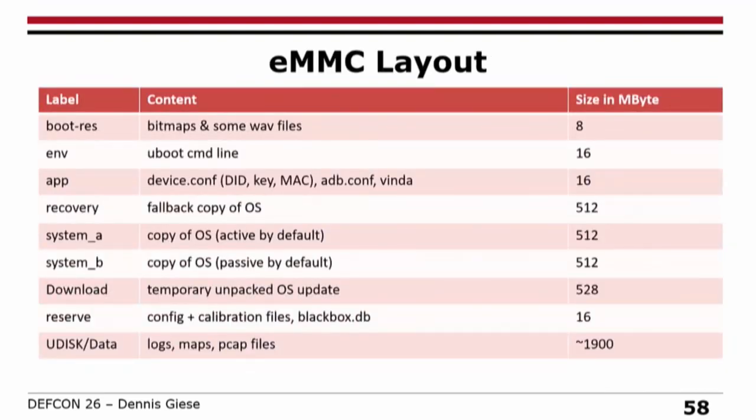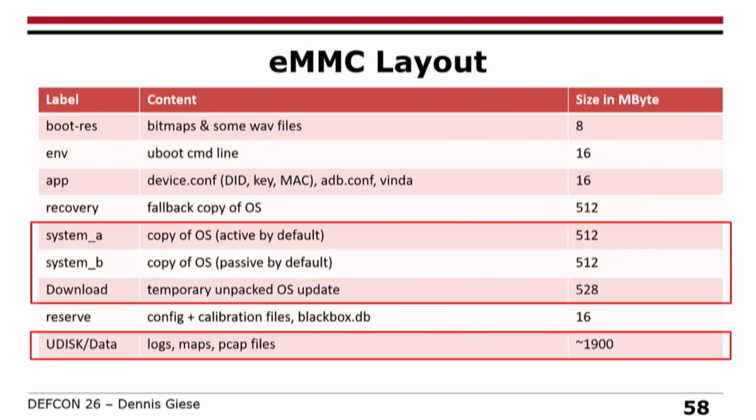So let's take a look at the MMC. And here, what you see is you have multiple copies of the operating system, so system A and system B, and a recovery version. And now for the next step of the firmware update, only these partitions are of interest to us.